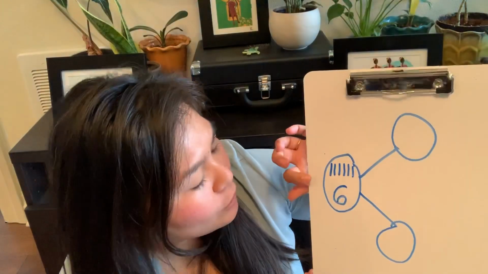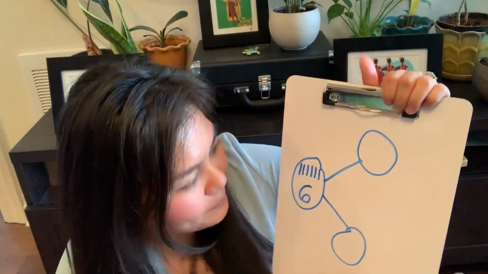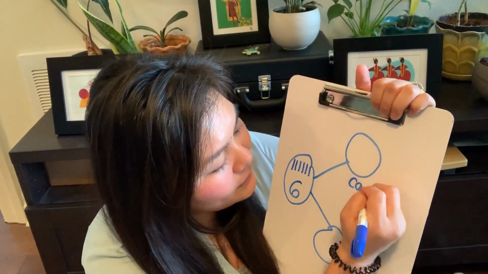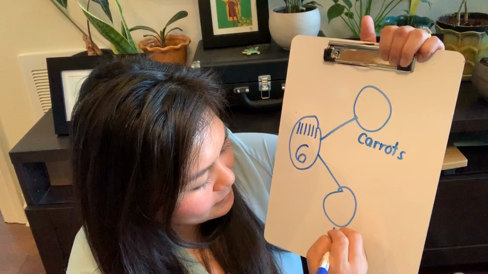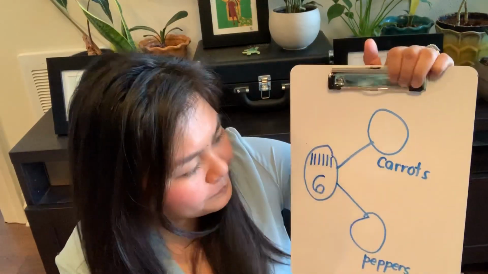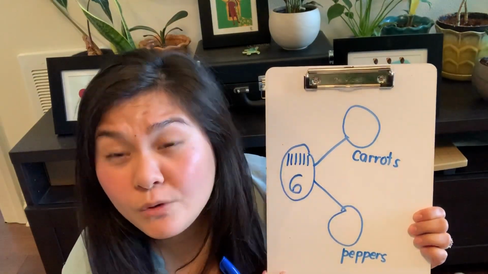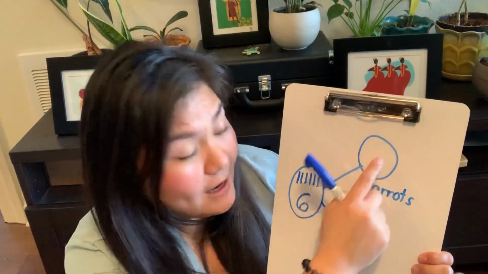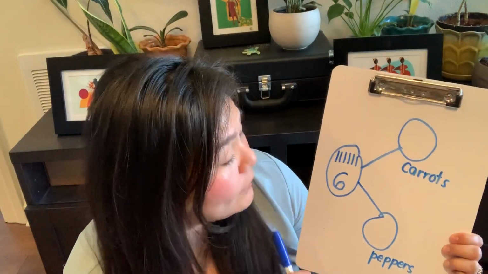And now we're trying to figure out, we know that Mr. O'Connor harvested 6 vegetables. Some were carrots and the rest were peppers. So I'm just going to label this carrots so I can keep track of the parts. That's carrots. And we have peppers here as the other part. It sounds like we don't have the information of how many carrots he harvested and how many peppers. But we can figure it out.